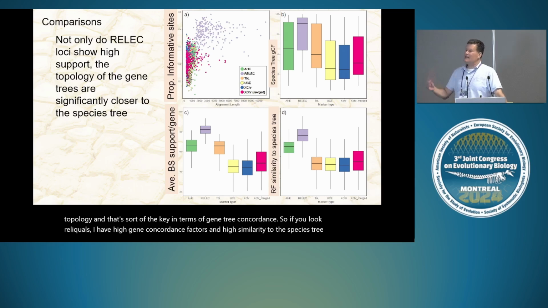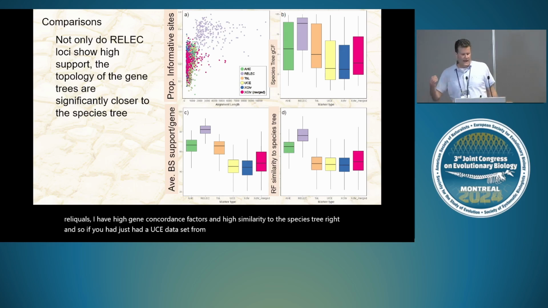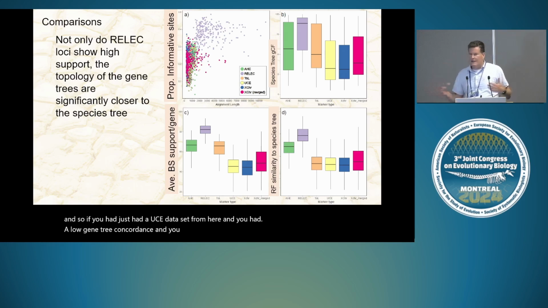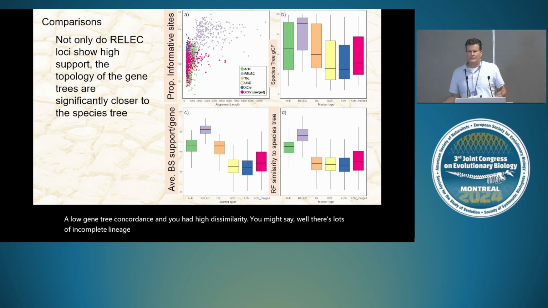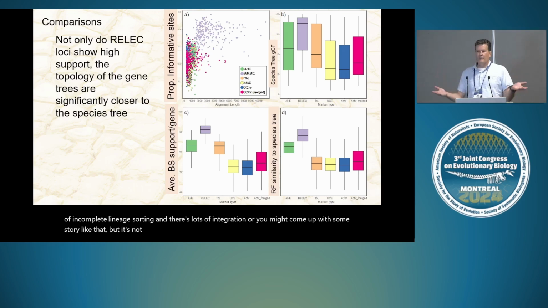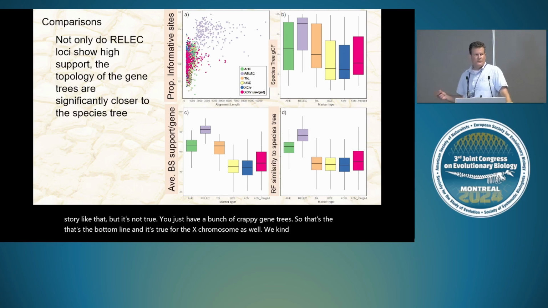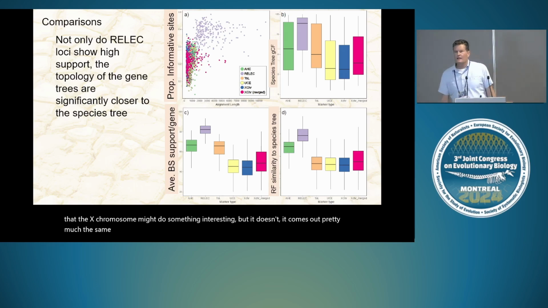And so if you had just a UCE data set from here, and you had a low gene tree concordance and high dissimilarity, you might say, well, there's lots of incomplete lineage sorting, and there's lots of introgression, or you might come up with some story like that, but it's not true. You just have a bunch of crappy gene trees. So that's the bottom line. And it's true for the X chromosome as well. We kind of had high hopes that the X chromosome might do something interesting, but it doesn't. It comes out pretty much the same as the UCEs. So really the relic loci shine in this context.